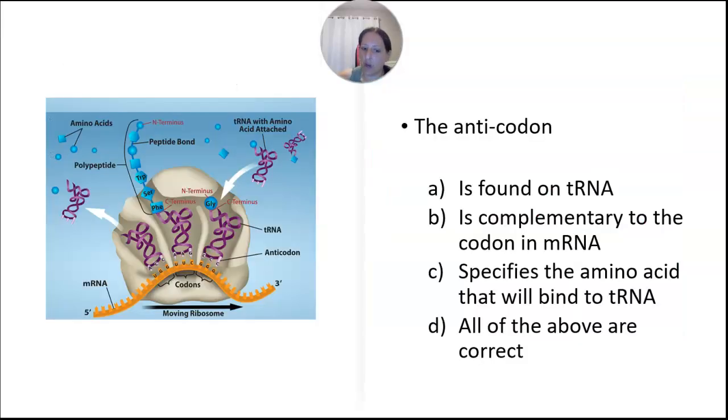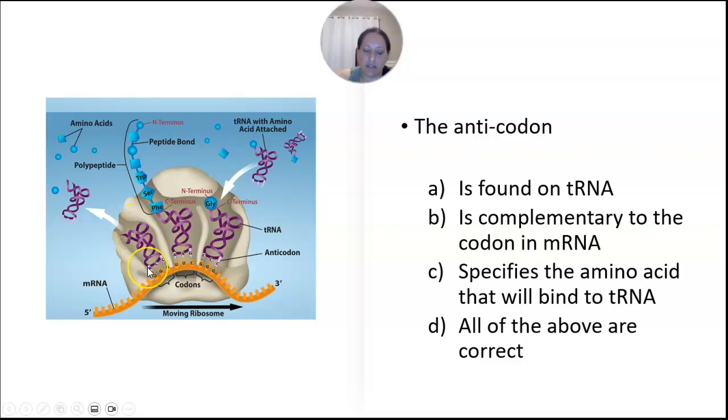Okay, so we talked about the codon being a triplet of bases in the RNA, and this picture is beautiful. You can see right here in orange, this is the RNA, and you can see 5' to 3', and it's being read in that direction. So the first is AGG, and you could see the tRNA molecule in here.